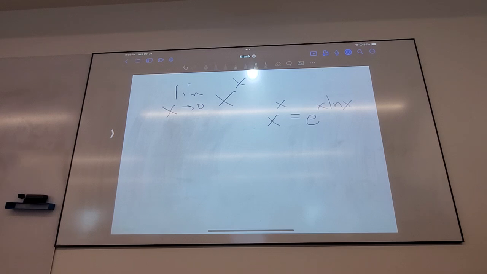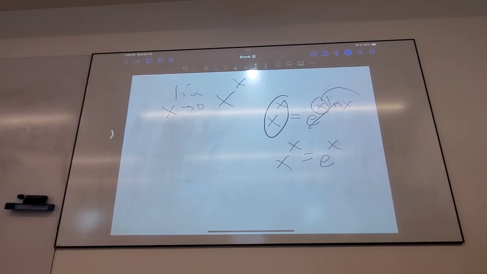How do I know that? Because if that goes back up, these cancel, I'm back to this. So I can always rewrite something as something else. I can rewrite it as e to the x, the power ln base. I can always do that.